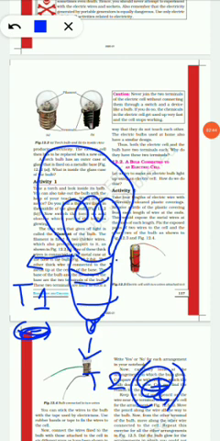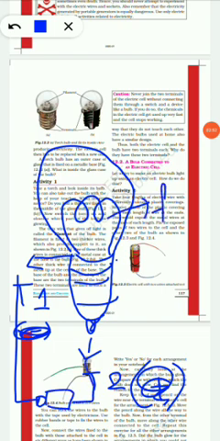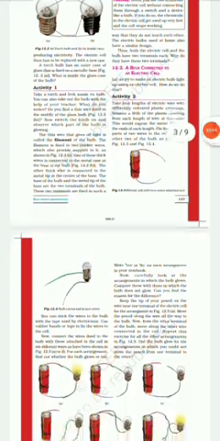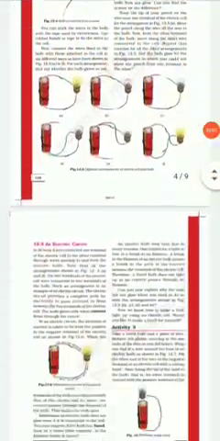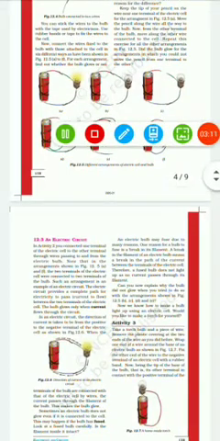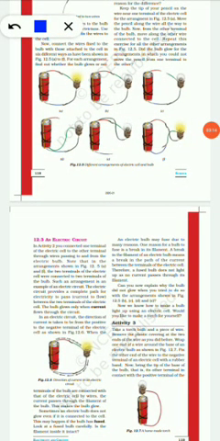Okay, and once they are connected to a battery, the bulb will start glowing. This is the filament. Fine. Okay, next. So the bulb is connected to an electric cell. Now coming to this figure, just check it. So A, you see, it is connected and the bulb is glowing.